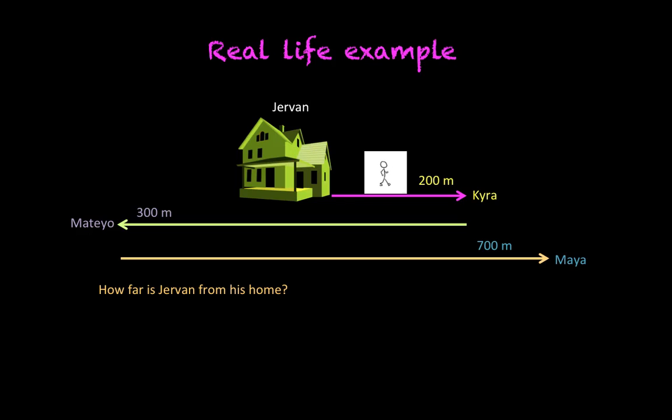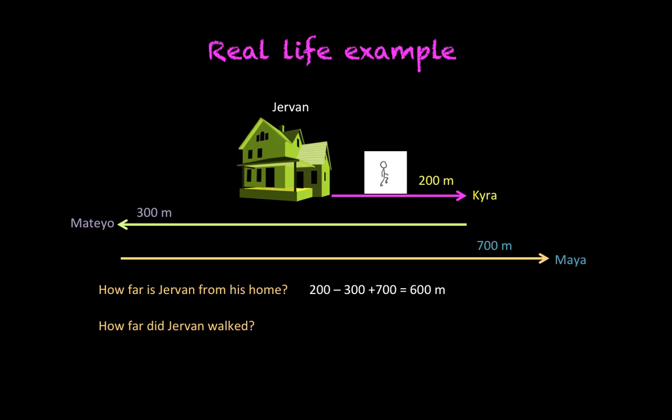Now, in a question like that, you have to take direction into consideration. So if you say that moving in an easterly direction is positive and moving in a westerly direction is negative, you could get something like this. All right, 200 minus 300 plus 700 is equal to 600 meters.